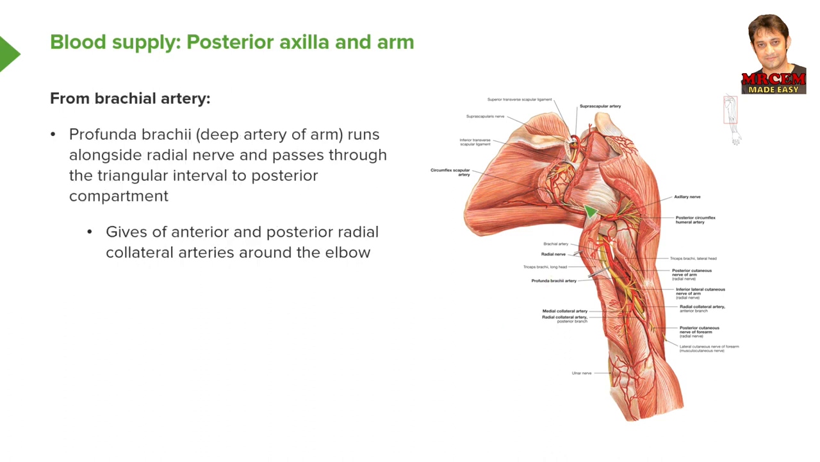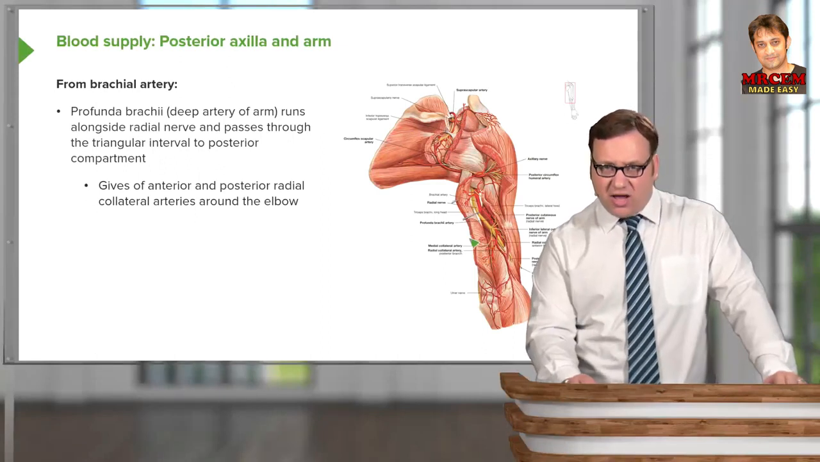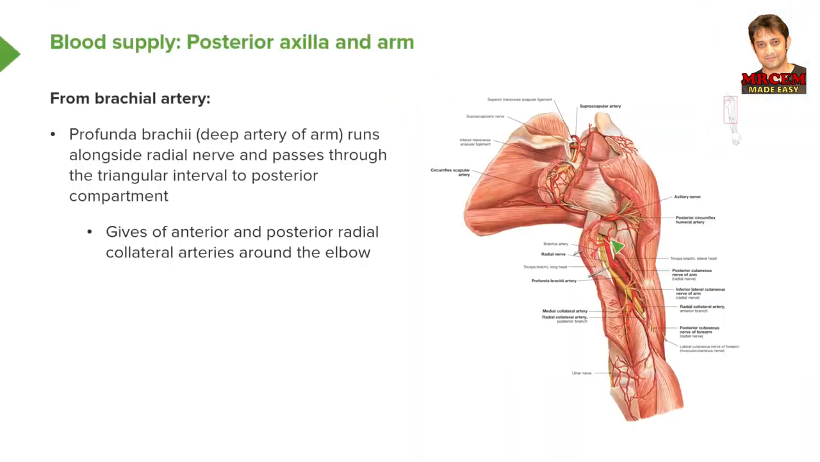If we then look at branches coming from the brachial artery, then the most important one of these is profunda brachii. This is running alongside the radial nerve, and they leave the axilla by passing through the triangular interval, entering the posterior compartment of the arm. They enter the posterior compartment of the arm by running through the triangular interval. We can see the triangular interval here.